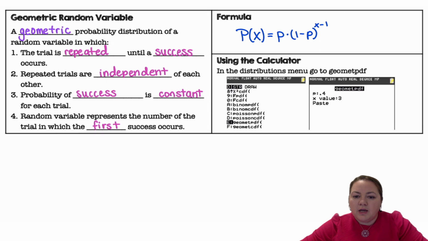The formula is the probability of x is equal to p times 1 minus p raised to the x minus 1. Remember, you could replace 1 minus p with q if you prefer. And in your calculator, in the distribution menu, you would go to geometric PDF. Again, PDF, think of P for precise, and CDF is if we would be combining more than one piece.